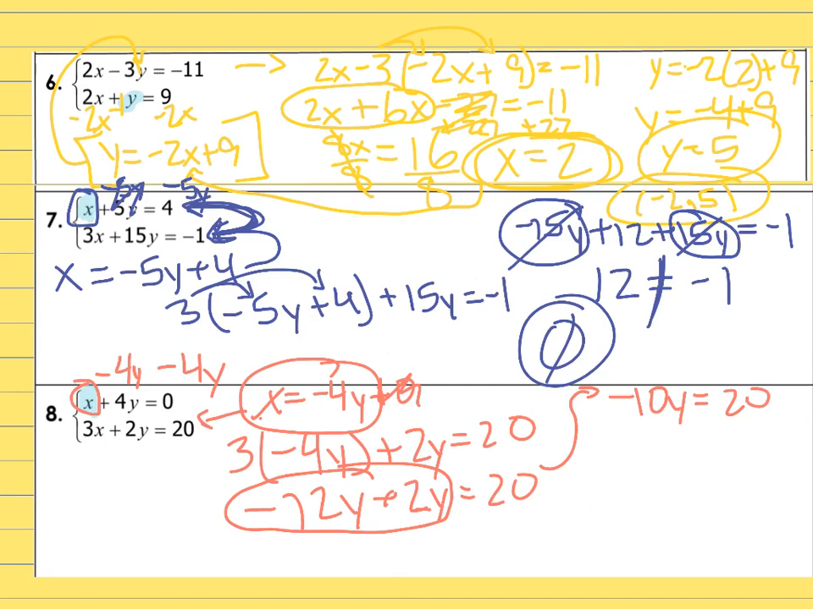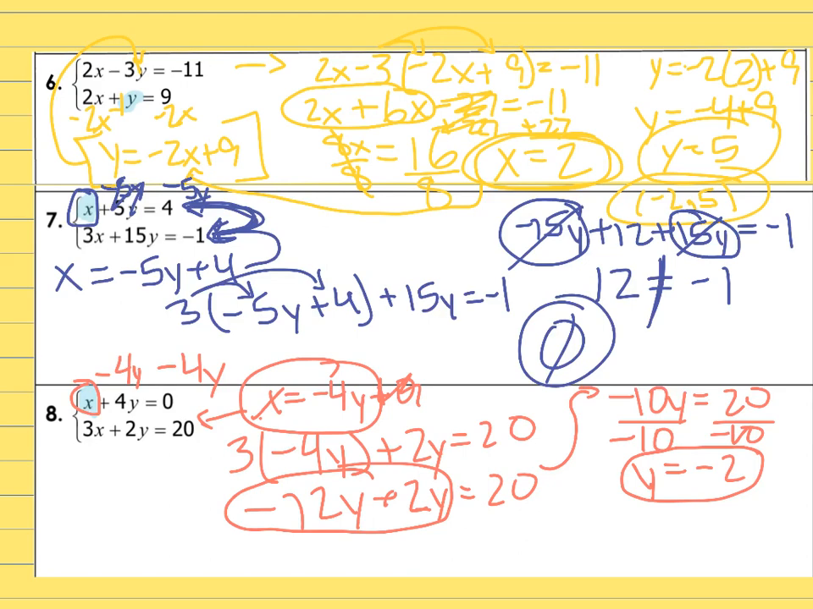Where's it going? We want to get y by itself, so we have to get rid of the negative 10. And since we're multiplying, we need to divide. So divide both sides by negative 10. Y equals negative 2, right? Positive 20 divided by negative 10, negative 2.